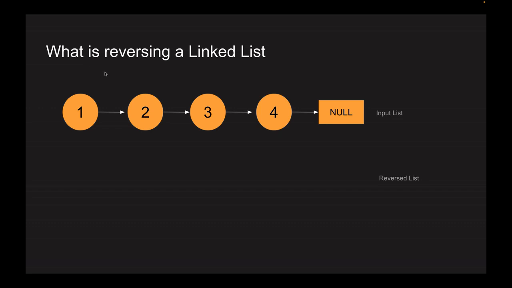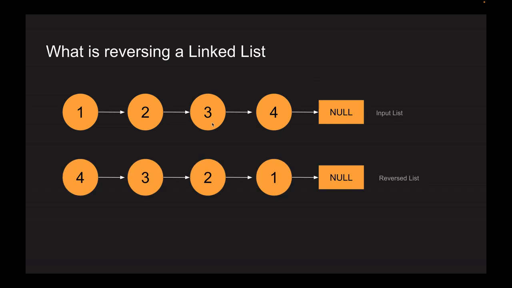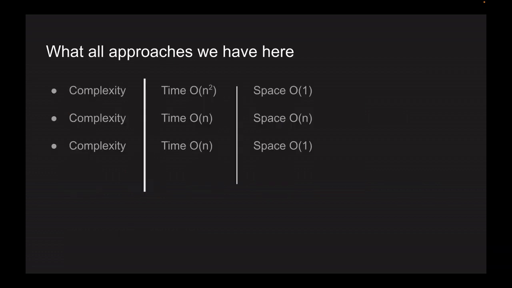So, what is reversing a linked list? The reversing operation upon a linked list means you are given a linked list and you need to reverse it. It means that 1, 2, 3, 4 would be reversed to 4, 3, 2, 1. Note that null is still defined as the end of the linked list. That's how we demonstrate the ending of the linked list.